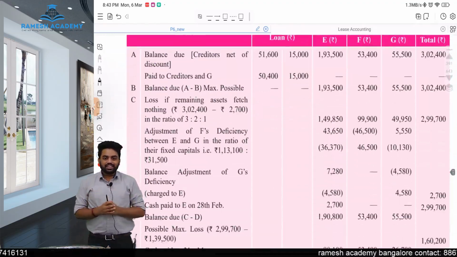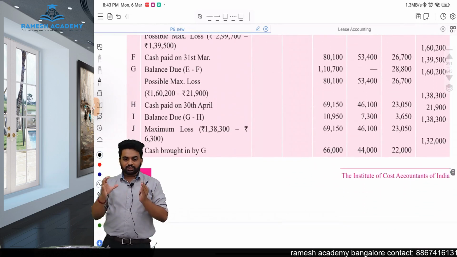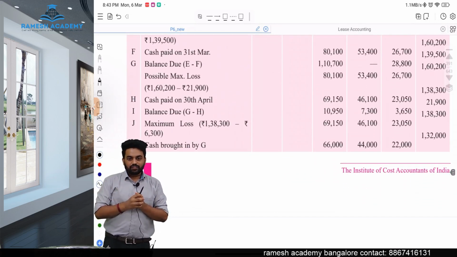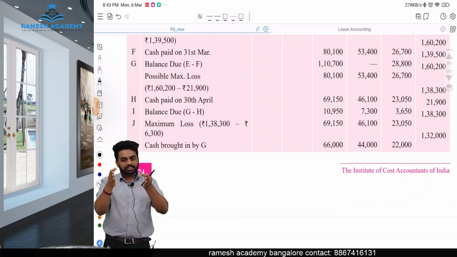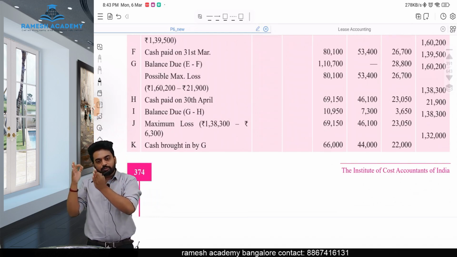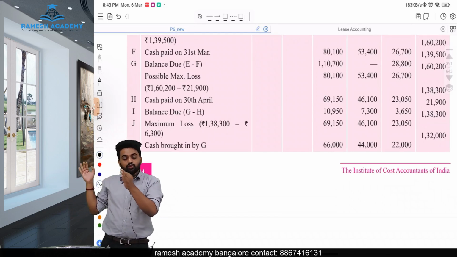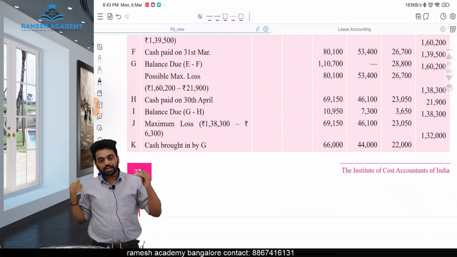That's it for this particular dissolution revision, where we learnt about normal dissolution, after that insolvent partners, Garner versus Murray, and after that piecemeal distribution under two methods. One is the surplus method, the other one is the maximum loss method.